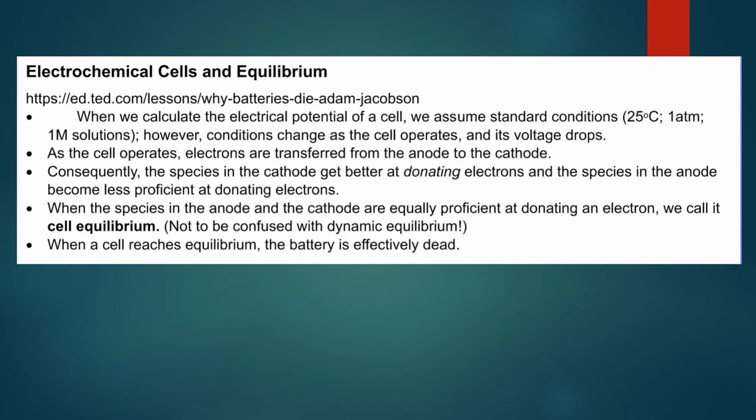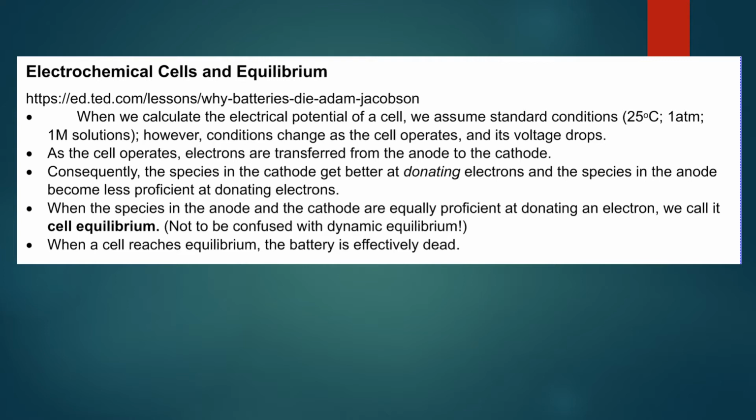Now, first, before we get into the different types of batteries, we're going to talk about equilibrium in electrochemical cells. If you remember from our equilibrium discussions in the previous three chapters, when we're reaching equilibrium, we have no major changes that we can observe through the human eye. So macroscopic changes don't occur. When we look at electric potential of a cell, we are assuming standard conditions. However, those conditions do change as the cell operates.